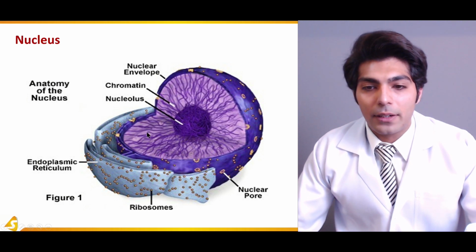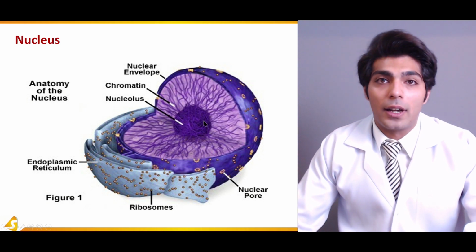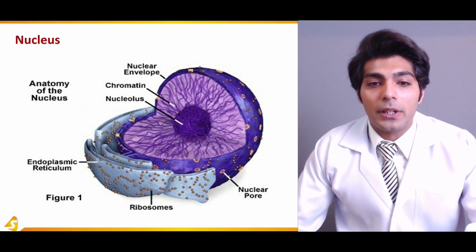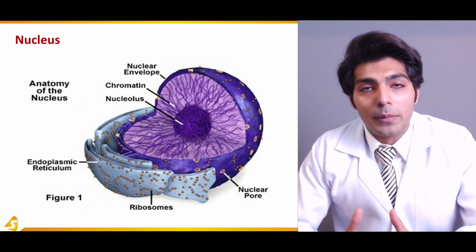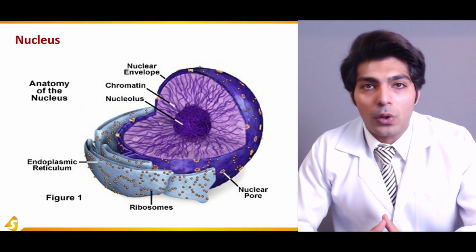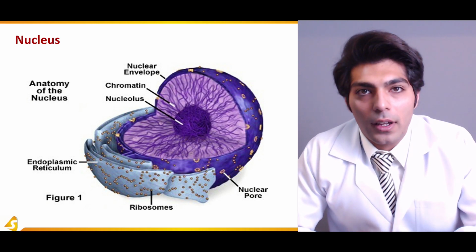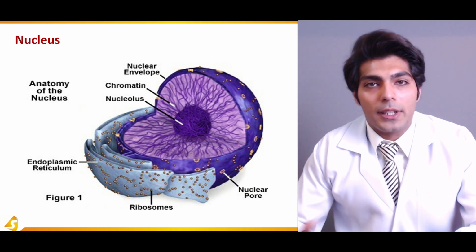So we have the chromatin material, which contains the DNA or RNA, having the capability of reproduction. So chromosomal processes, mitosis and meiosis, all occur in the control center of the cell.